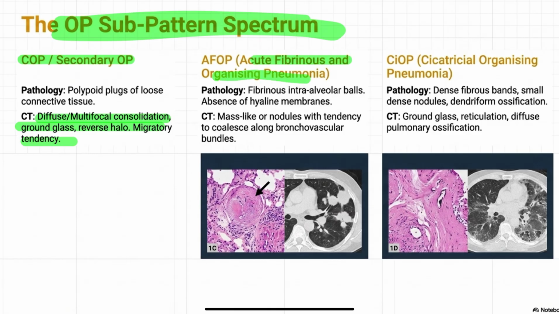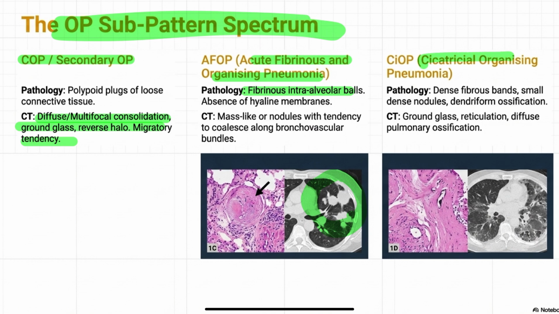Acute fibrinous organizing pneumonia is something new, where there are fibrinous intra-alveolar balls with absence of hyaline membrane. It looks almost like a mass. So masses or nodules tend to coalesce along the bronchovascular bundle, but when they do a biopsy, they are not showing malignancy. They just have intra-alveolar balls which are fibrinous. So this is also acute fibrinous organizing pneumonia.